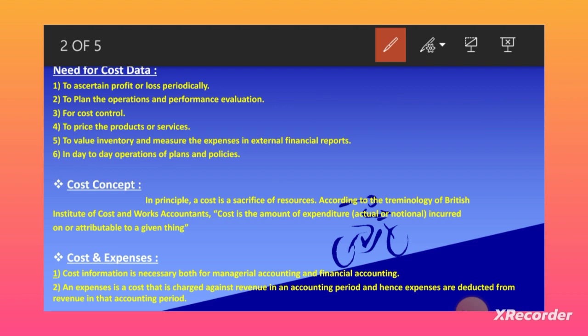Then, cost concept: cost and expenses. Cost information is necessary both for managerial accounting and financial accounting. When costs are used inside the organization to evaluate its performance, we say that costs are used for managerial accounting purpose. On the other hand, when costs are used by outsiders to evaluate the performance of management and make investment decisions in the organization, then costs are used for financial accounting purpose.